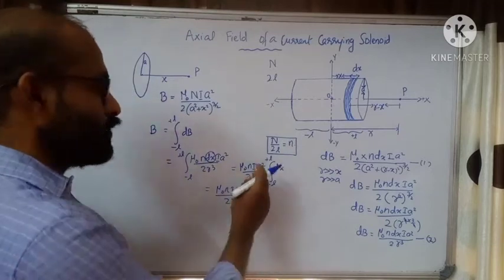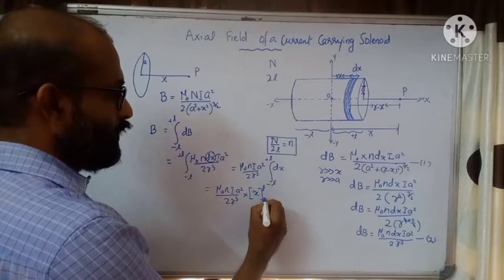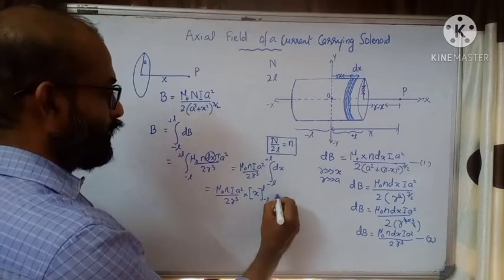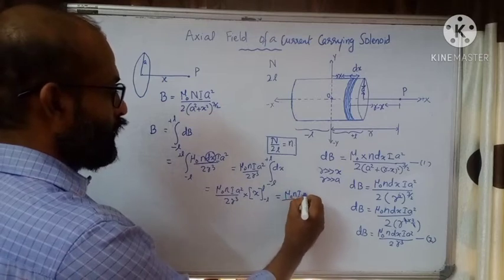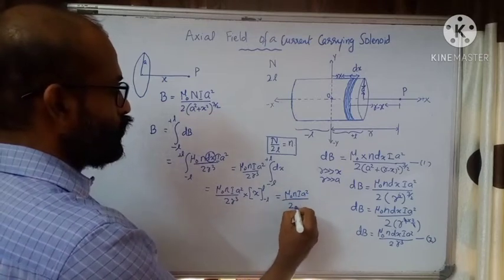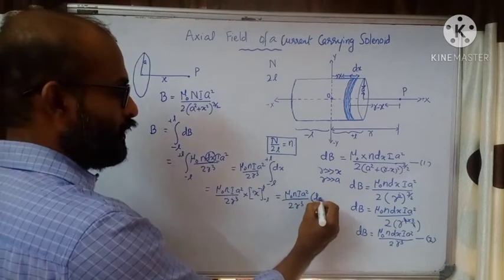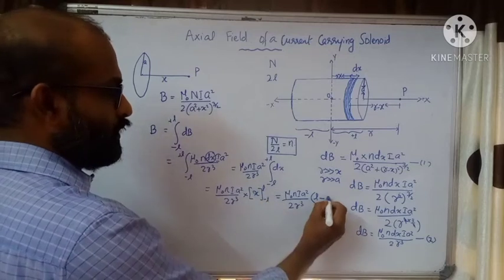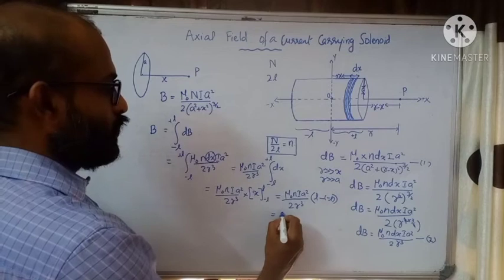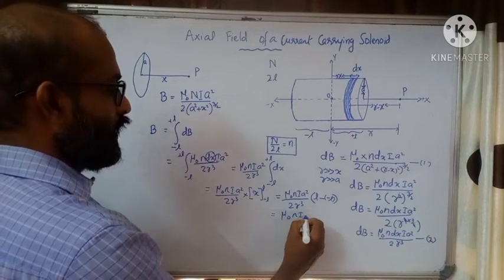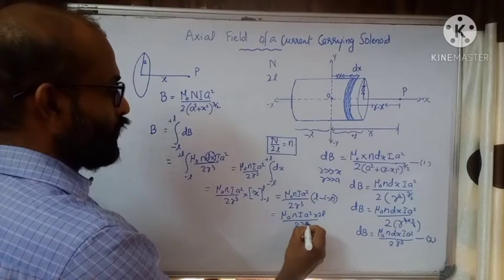Now we know the integral of dx is equal to x, but we need to apply the upper limit and lower limit. What will you get when you apply the limits? Mu 0 n I a square by 2r cube into, instead of x we put capital L, minus x gives minus of minus L. When you simplify you will get 2L. So mu 0 n I a square into 2L divided by 2r cube.